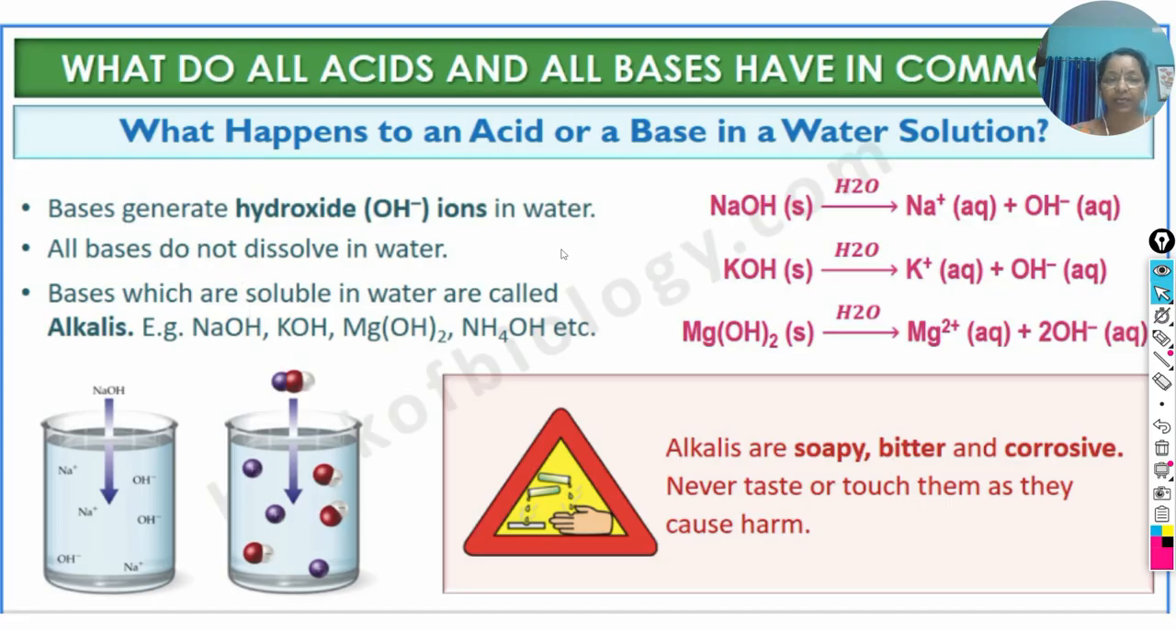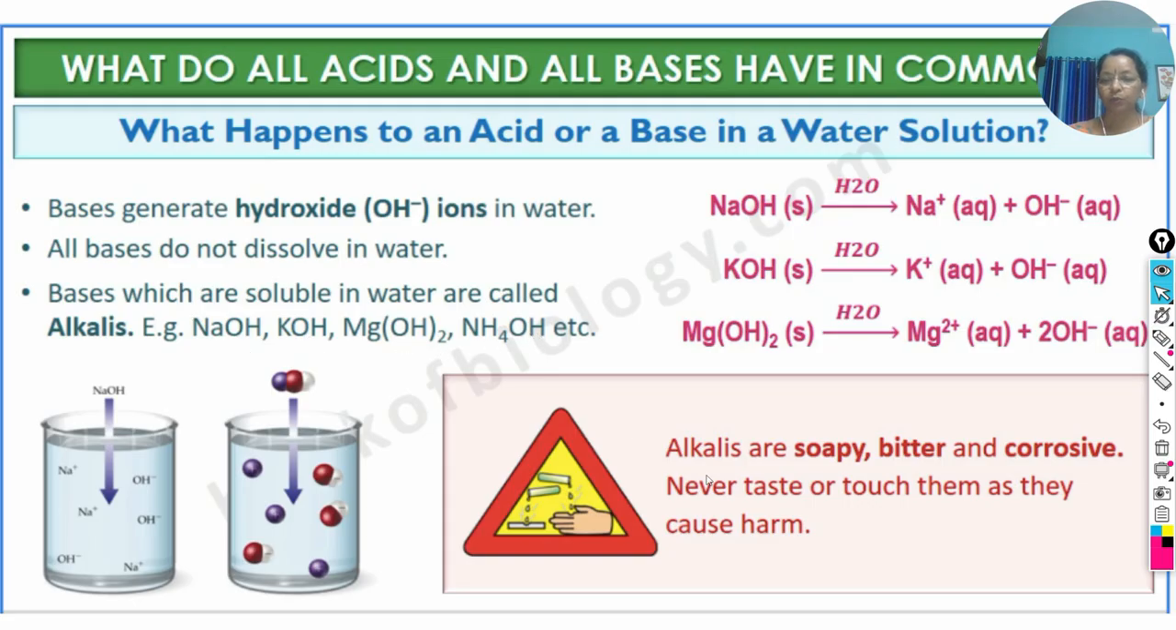Now bases. Why do bases behave like bases? That is because of the presence of OH minus aqueous ions. OH minus aqueous ions are the reason for the basic nature of all bases. In all the bases, if you observe the formula, you can see the presence of OH. OH will be there in all the bases.